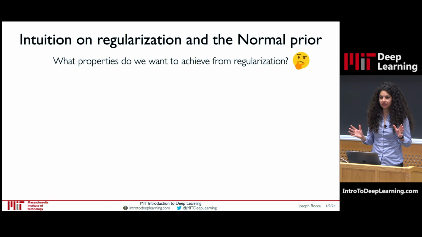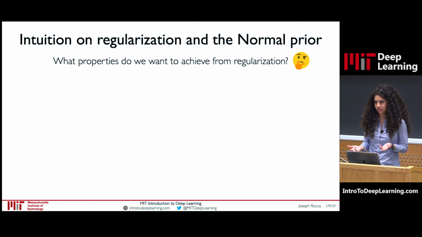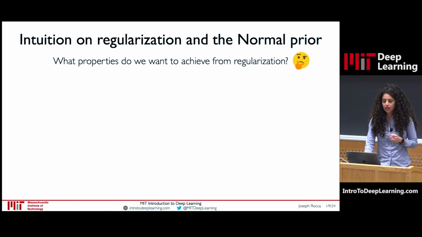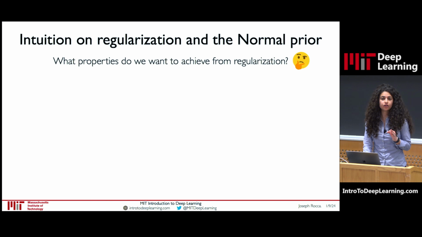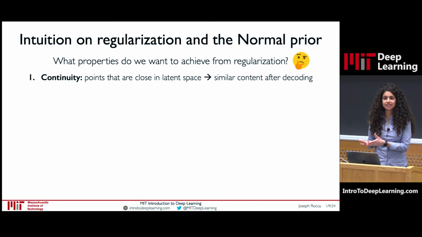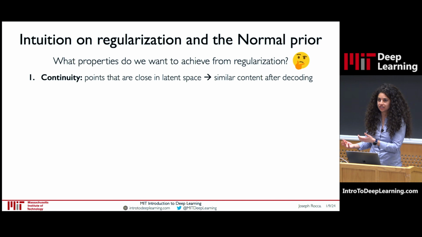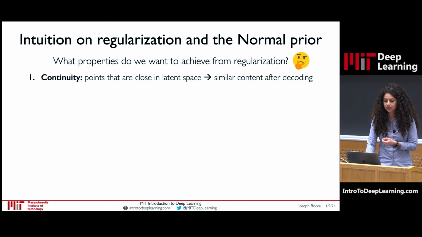So now the question that's been raised a couple times: How do we choose this normal prior? Why do we choose it? And what does it effectively do? To break that down, let's consider what properties we want this regularization to achieve. The first idea is that we want our latent space to be continuous, meaning that points that are close together in this latent space Z should hopefully be similar, meaning after you decode back out, related content, related images. So let's say images of multiple different types of twos, for example.